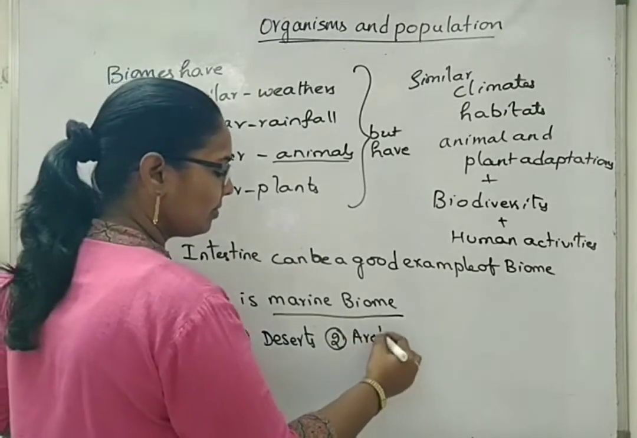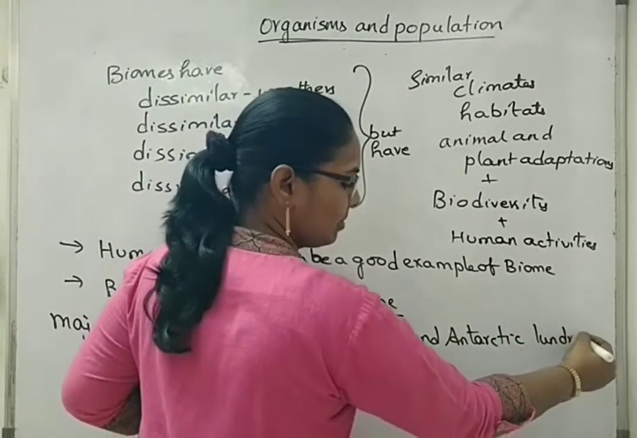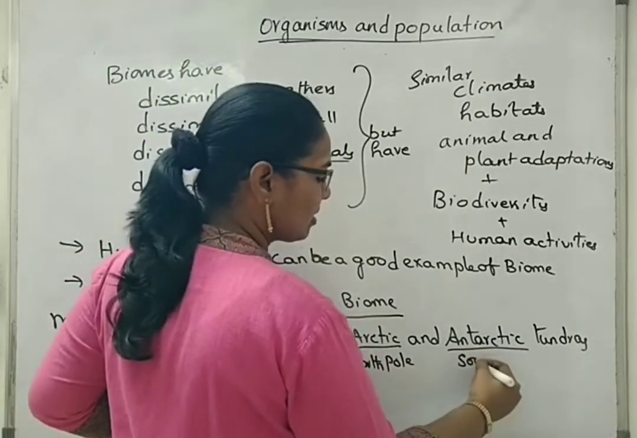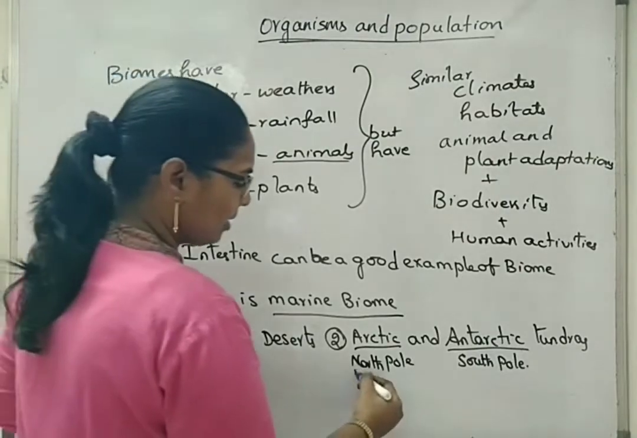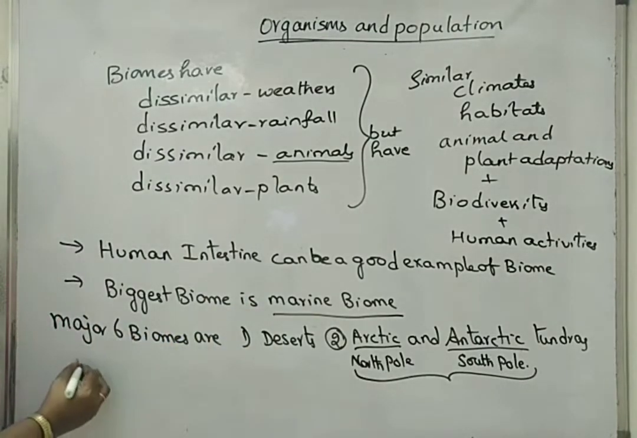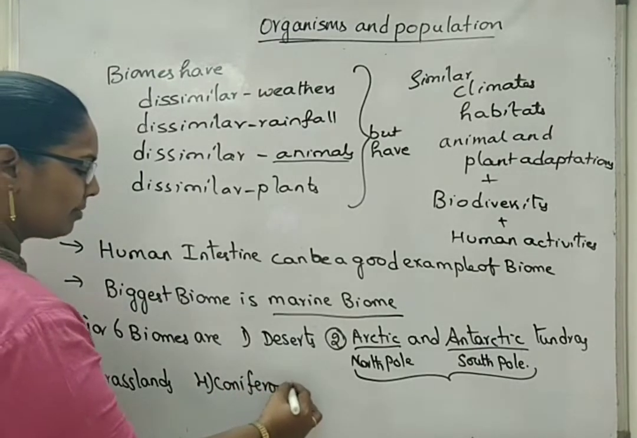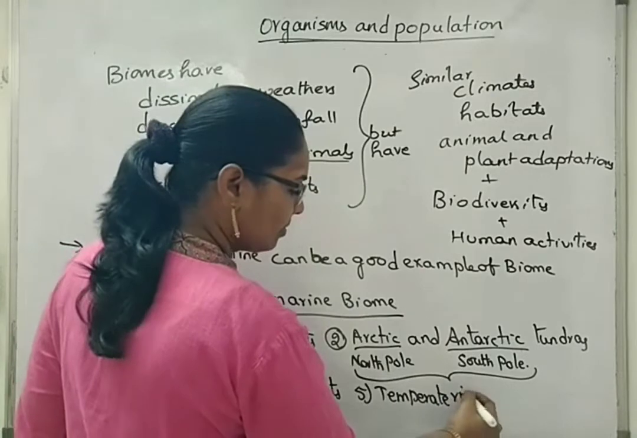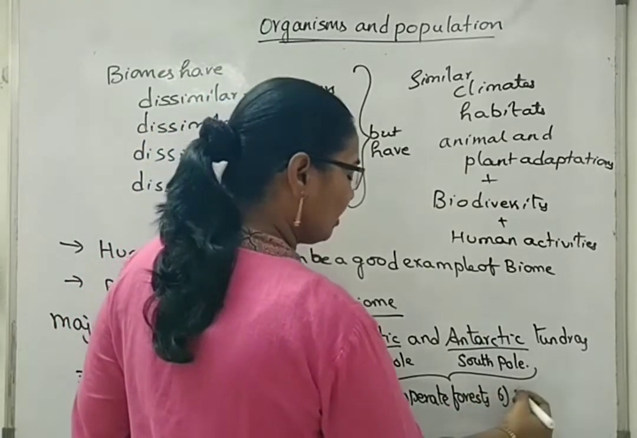Second one, Arctic and Antarctic tundras. So the Arctic region is in the North Pole. Antarctic regions are in the South Pole. Next, the biome is nothing but the Alpine Tundras, means at the topmost areas of the Arctic and Antarctic regions. You will see the words one by one. Third one is Grasslands. Fourth biome is Coniferous Forests. Fifth one is Temperate Regions or Temperate Forests we can write. Sixth one, Tropical Forests.